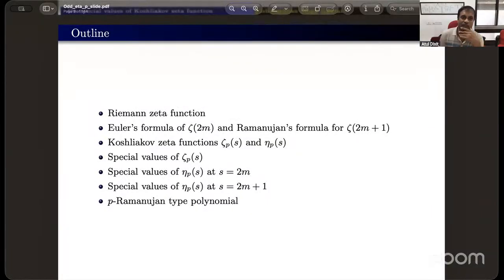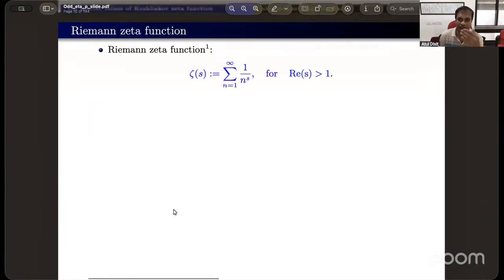Because it was just the original definition of the Riemann zeta.